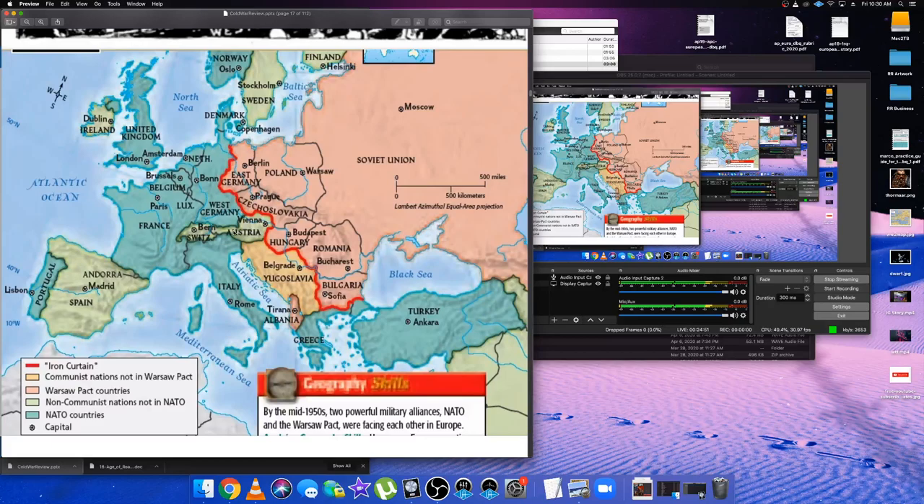The further east that you went, Austria was technically a Western European state, but it got hairy. The closer you got to this boundary here, the more concerning it was to the West. And of course, this line represents these lands that the Soviet Union controls now.